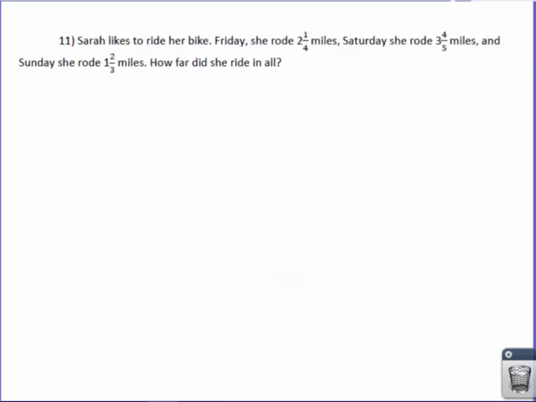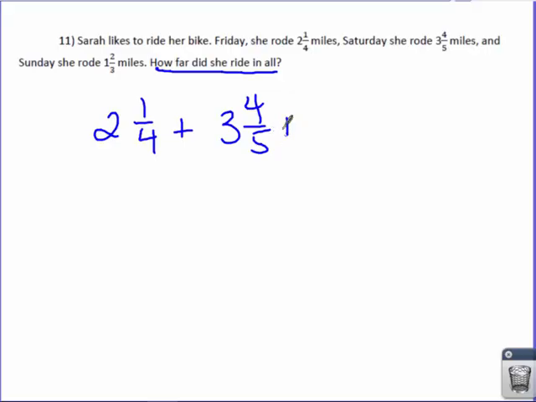Last question, toughest one. Sarah likes to ride her bike. Friday she rode 2 1/4 miles. Saturday she rode 3 4/5 miles. And Sunday she rode 1 2/3 miles. How far did she ride in all? So the how far did she ride in all means I'm going to add them all up. So 2 1/4 plus 3 4/5 plus 1 2/3.